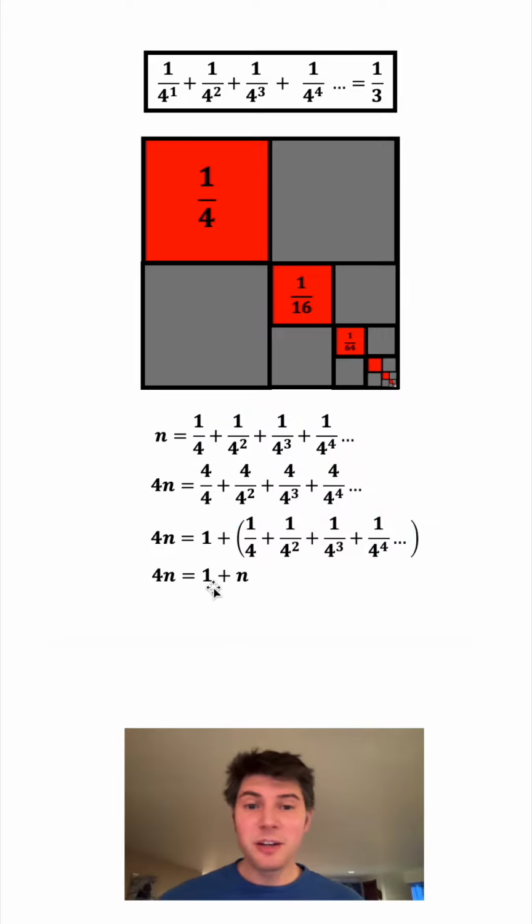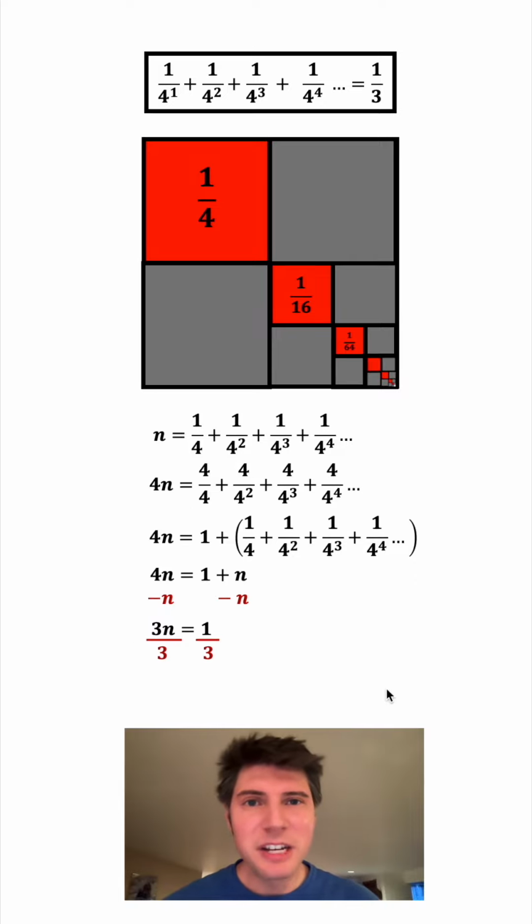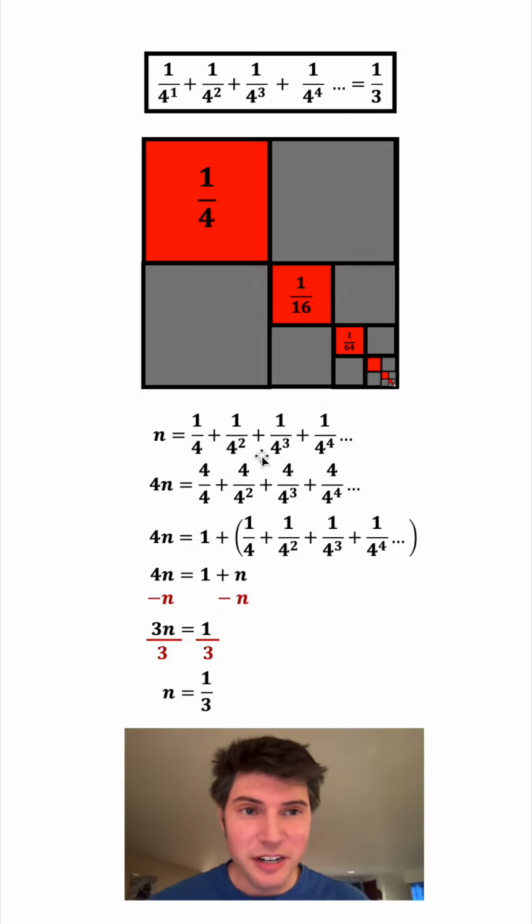So we have 4n equals 1 plus n. If we subtract n from both sides, 4n minus n is 3n, and then 1 plus n minus n just gives us a 1 on this other side. And then we can divide both sides by 3, and that gives us n equals 1/3. So our original series right here, which we set equal to n, is 1/3. How exciting.